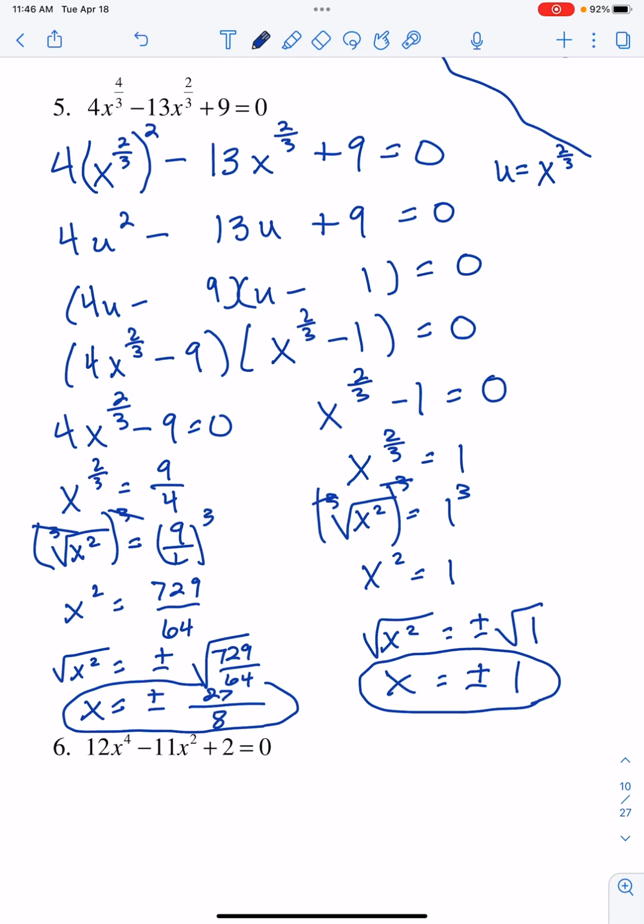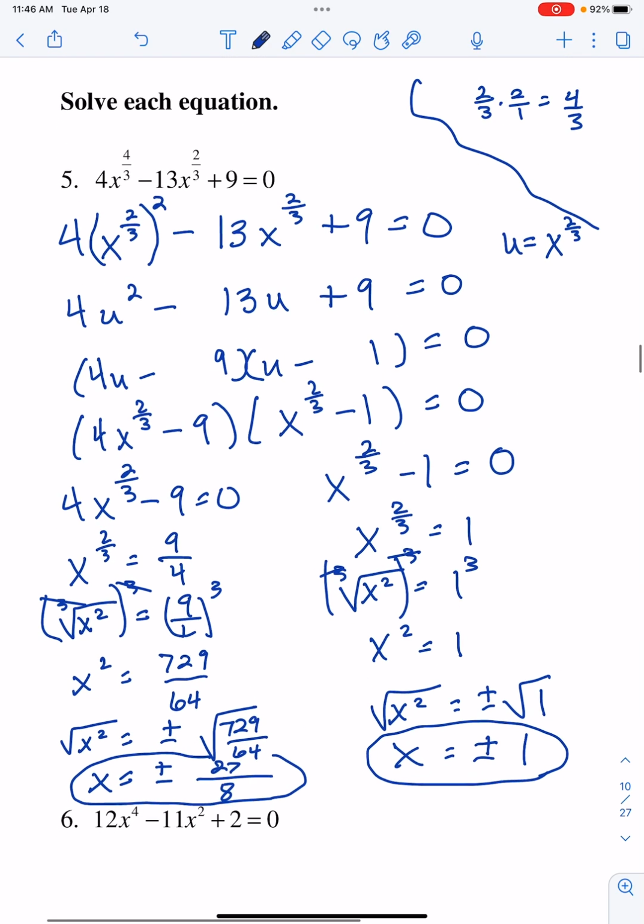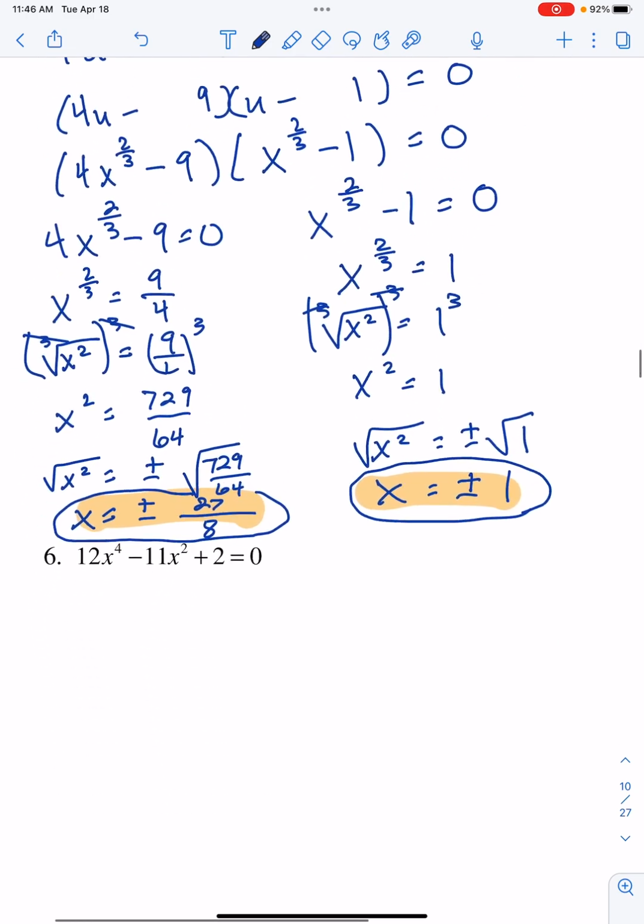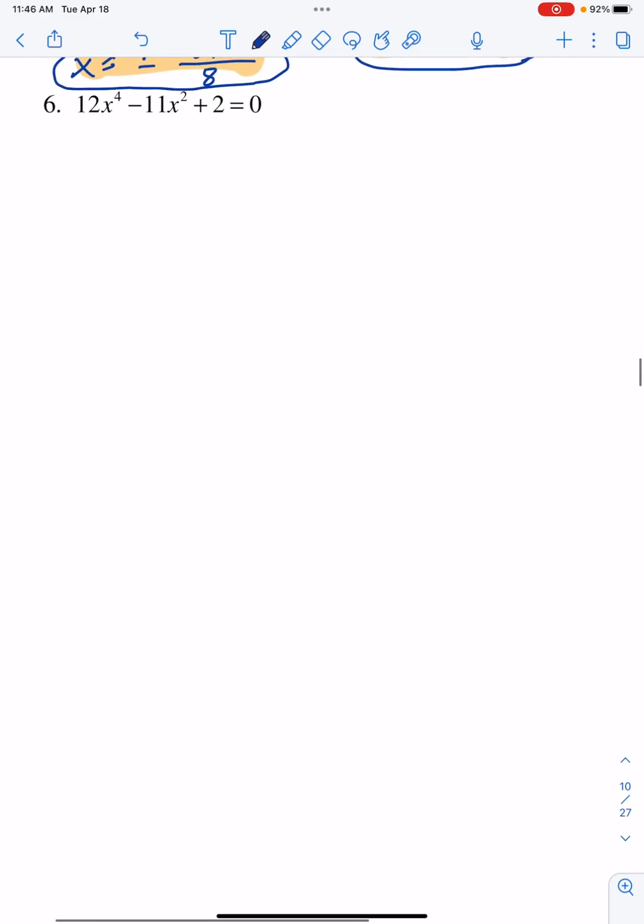Now it might be tricky to recognize why there's 4 answers. It's because originally on the given problem, the largest numerator was 4. So that one right there tells us that we should get 4 answers.